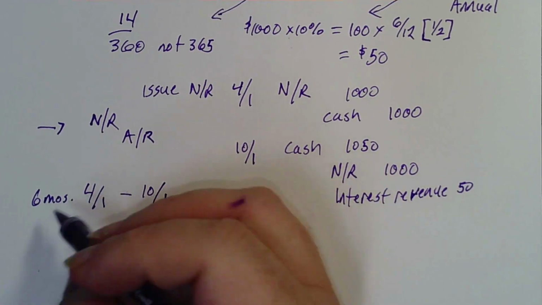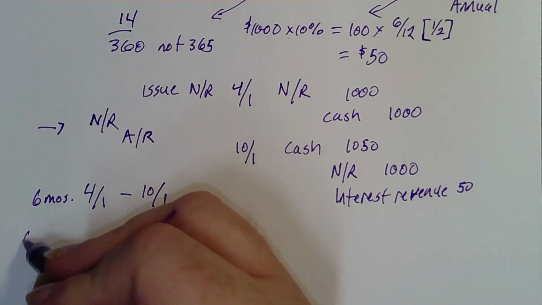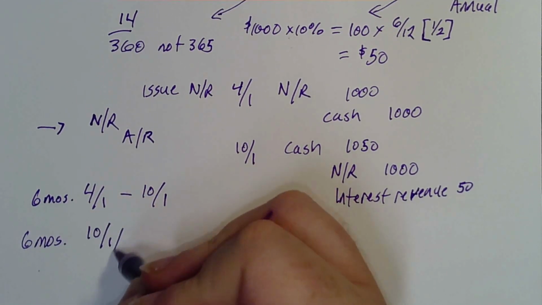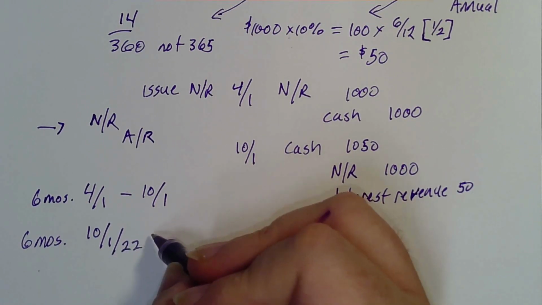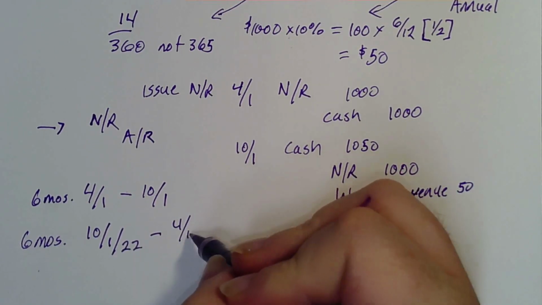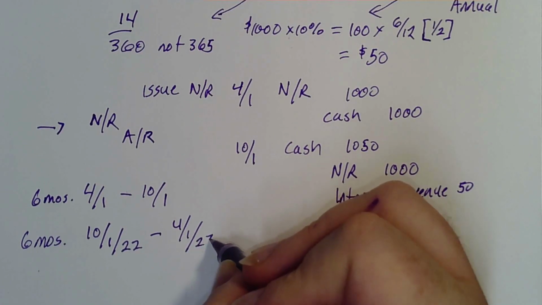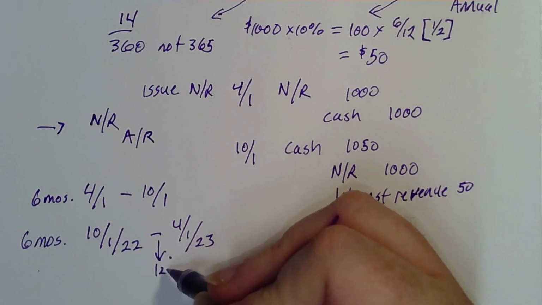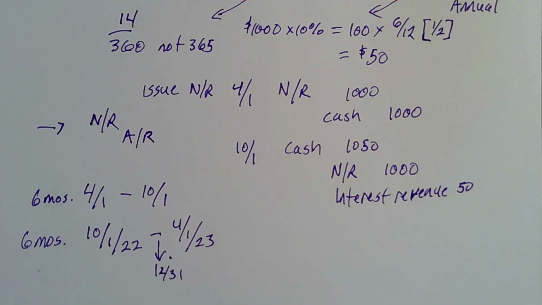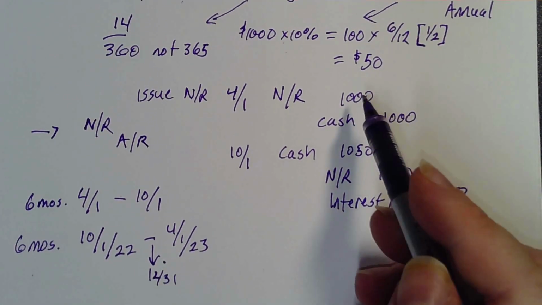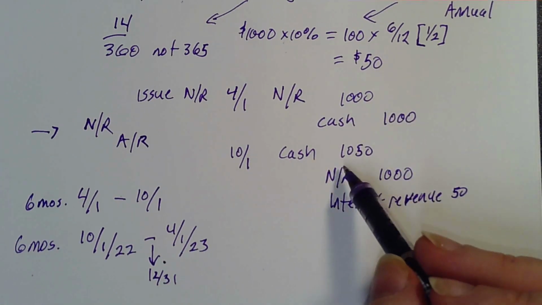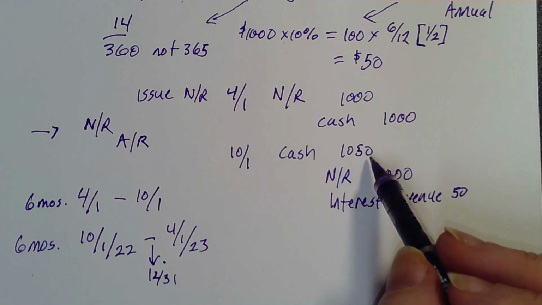Well, we could also have a 6 months that crosses the end of the year, couldn't we? In other words, it goes from October 1st, but now let's add a year into it, 22, to April 1st, 23. Well, when it crosses the end of the year, there's some special things we need to consider. Let's say it's this same loan where there's $50 worth of interest. Well, when we get paid back, we're still going to get paid back the $1,050.